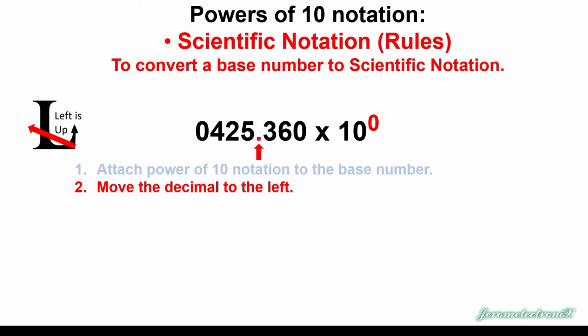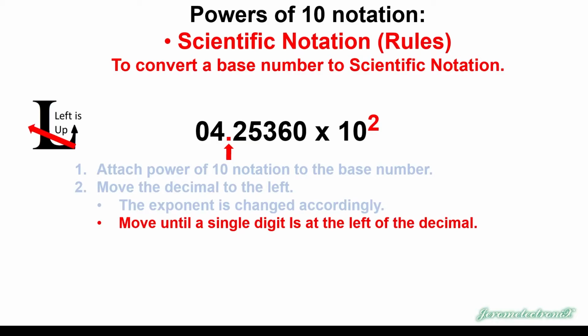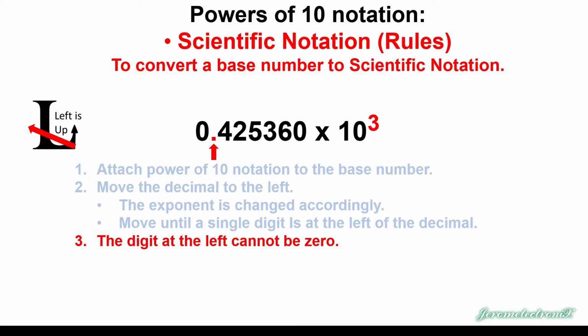And that means left is up. That means the exponent will move up every time we move the decimal left. So there it goes. The exponent changed with each decimal move. There it goes again, until there's another rule: move it until a single digit is to the left of the decimal. The problem is that the digit to the left of the decimal cannot be a 0. So we're going to have to move it backwards. So right is down. We're going to move the decimal 1 digit backwards toward the right.